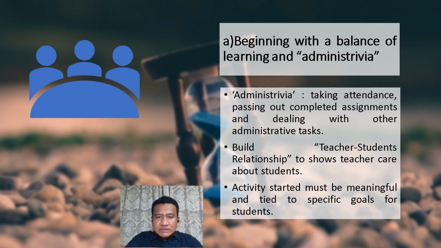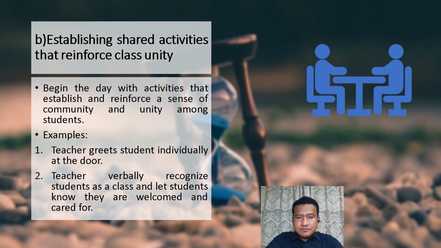Begin with a balance of learning and administrivia. What I mean to focus on here is administrivia. It's like the teacher taking attendance, passing out the completed assignments. How to say, it's more dealing with administrative tasks. In the beginning of the class, the teacher should build a good teacher-student relationship to show the teacher cares about the students, and of course the activity start must be meaningful and tied to a specific goal for students. Next, establishing shared activities that reinforce class unity.